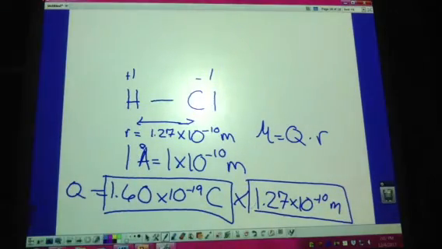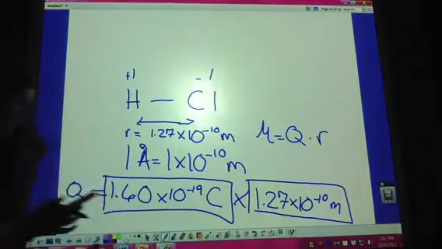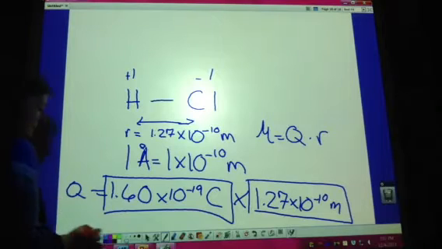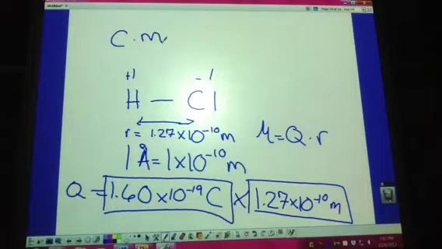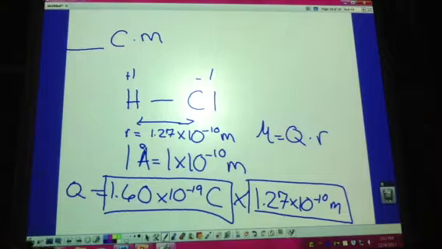So if I multiply those two together, I'm going to get, I don't know because I don't have a calculator. There we go. Well, you're going to get something. You're going to get something in coulomb meters. So whatever answer you get here in your coulomb meters, we need to convert that to debyes because we want our dipole moment to be in debyes, not in coulomb meters.